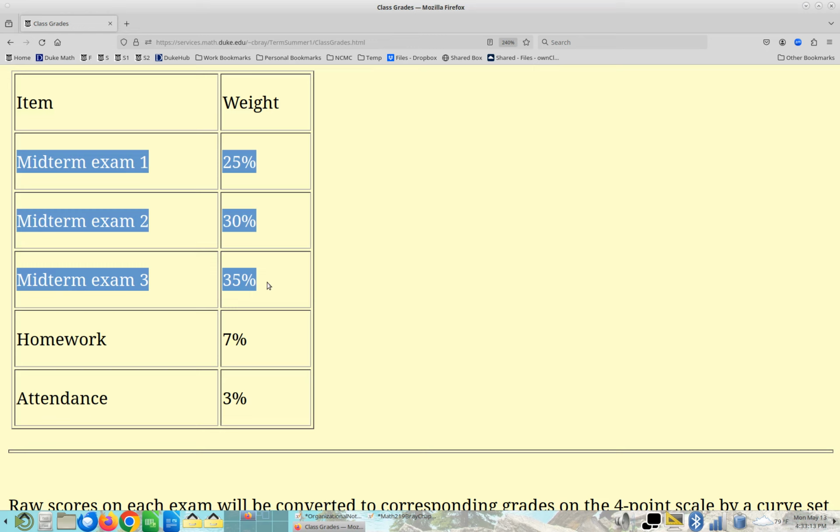The idea there is that I don't want anyone to feel too much pressure with that first test, so anyway, it gives you a little bit of a gentler on-ramp into the course.